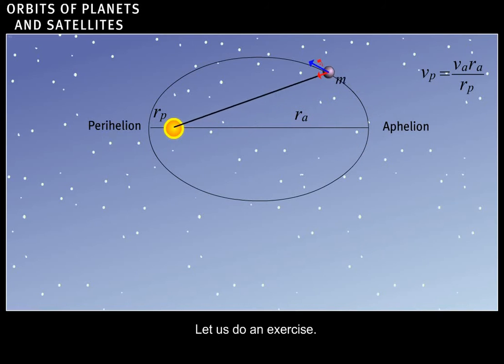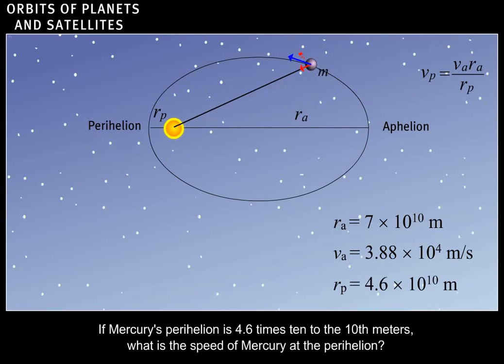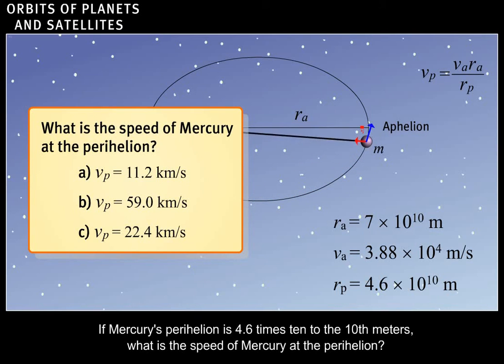Let us do an exercise. The distance between Mercury and the Sun at Mercury's aphelion is 7 times 10 to the 10th meters, with a speed of 3.88 times 10 to the 4th meters per second. If Mercury's perihelion is 4.6 times 10 to the 10th meters, what is the speed of Mercury at the perihelion?